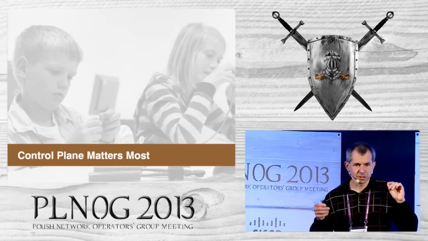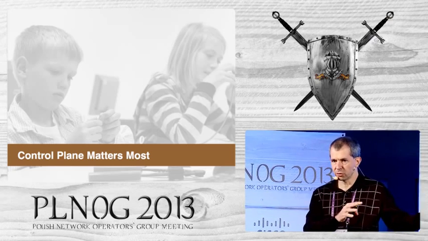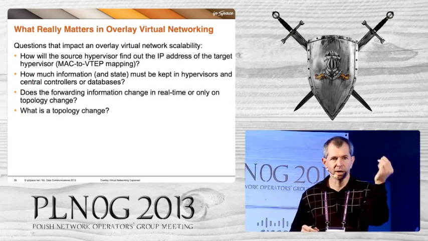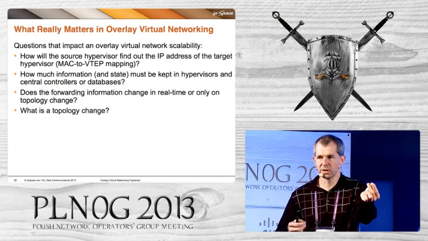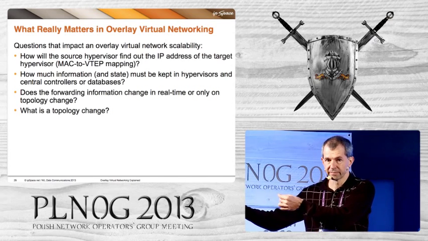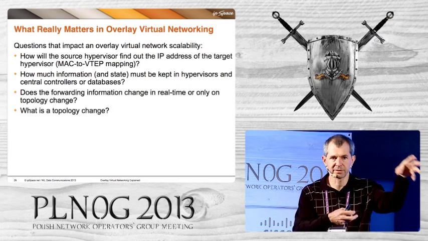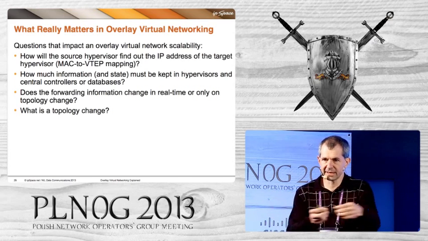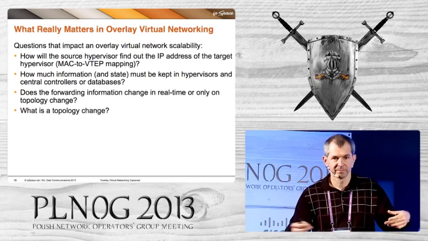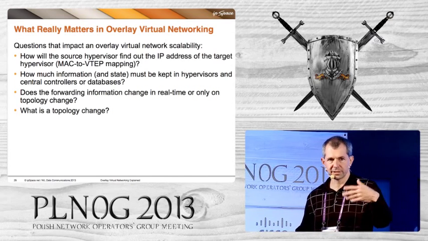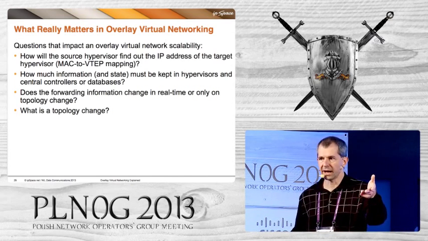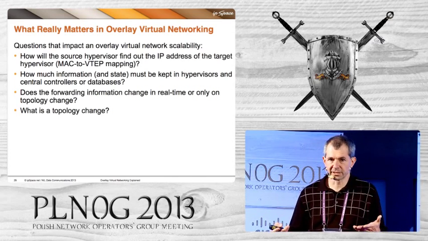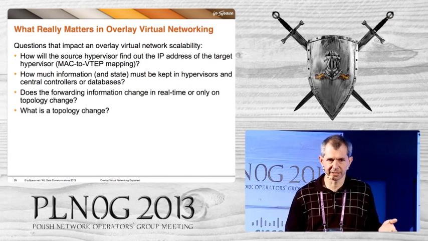And what matters most, now we know that the encapsulations don't matter, so what does matter is the control plane. So how will one hypervisor figure out where the other virtual machines are? And how will that hypervisor figure out what destination IP address to use when it sends the IP packet? You know, it's like when you do a Skype call. How do you figure out the IP address of the guy you want to talk with? That's what matters. Everything else is dirty details in the data plane.